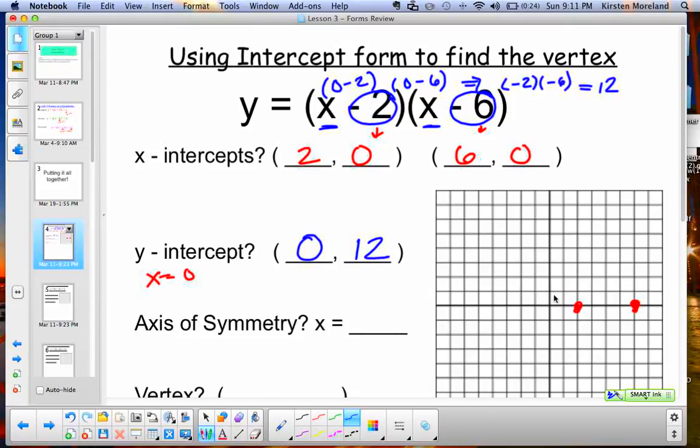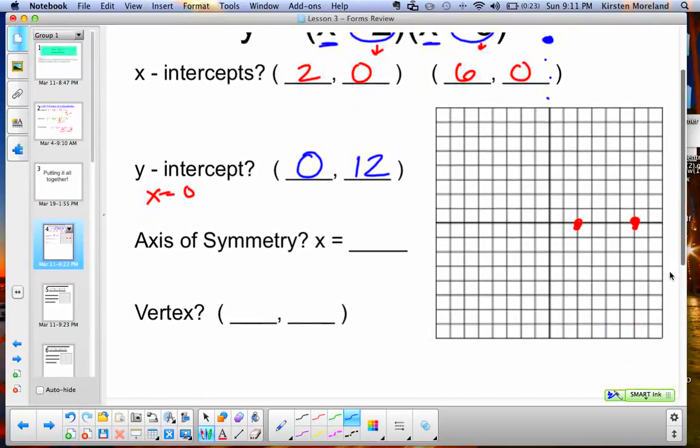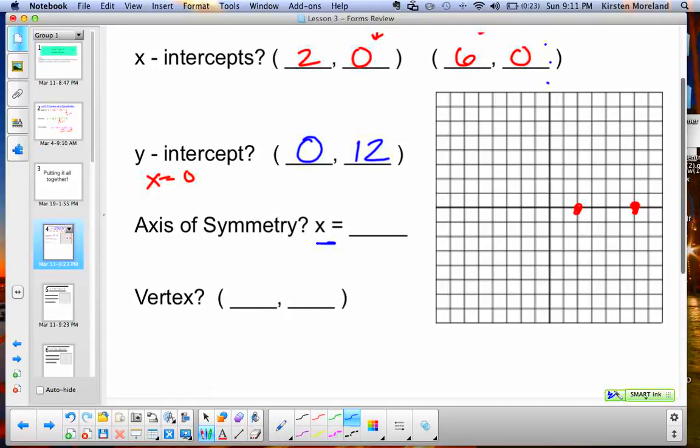So now I'm going to go to my graph and see that the y-intercept's at 12. So 1, 2, 3, 4, 5, 6, 7, 8, 9, 10, 11, 12. So it's way up there. All right. Now we need to find the axis of symmetry because that's going to help us get our vertex. Remember, the axis of symmetry and the x-coordinate of the vertex are the same. So if I find one, I got the other.